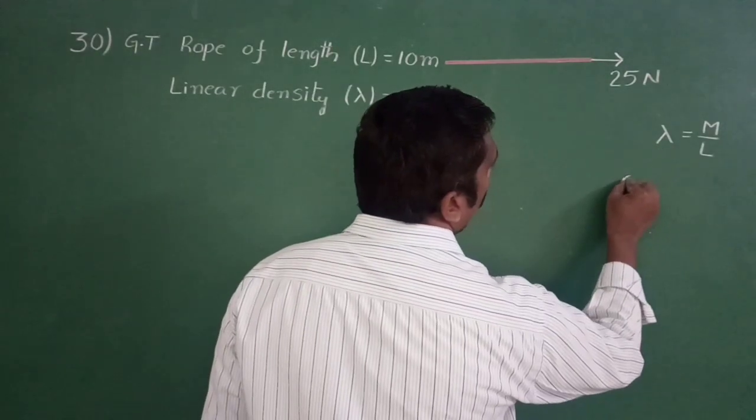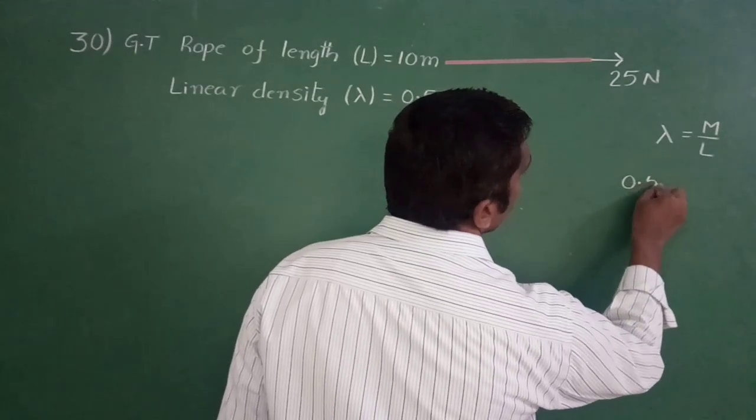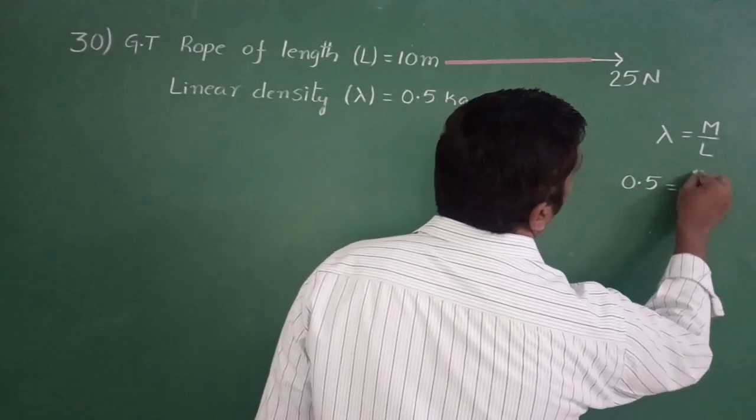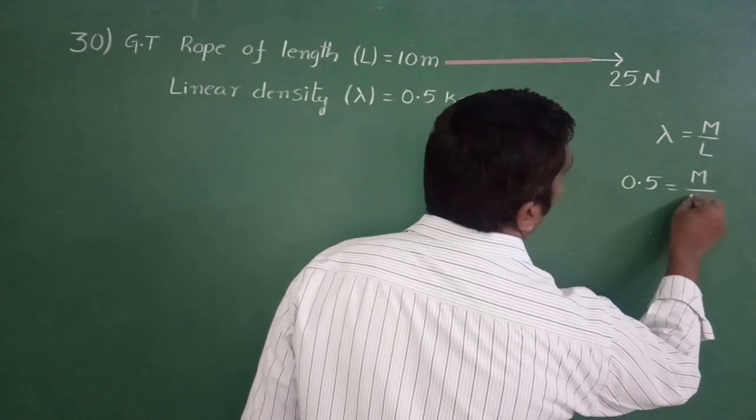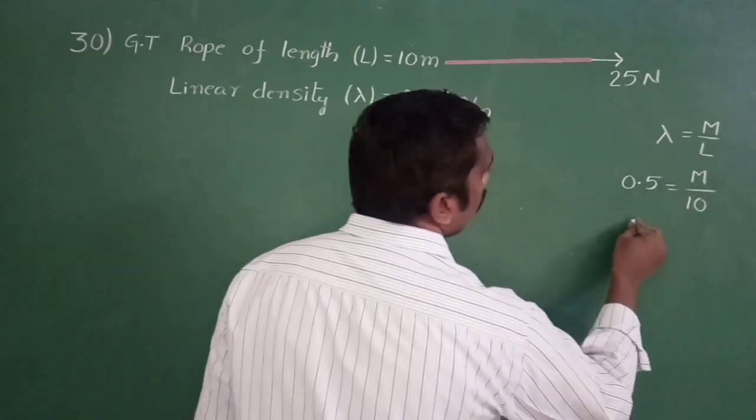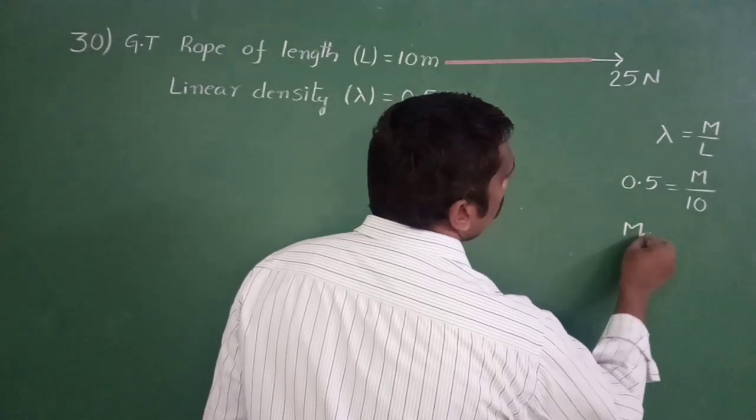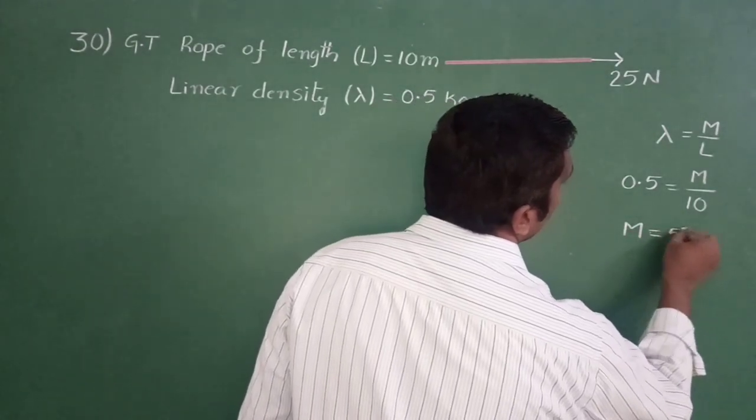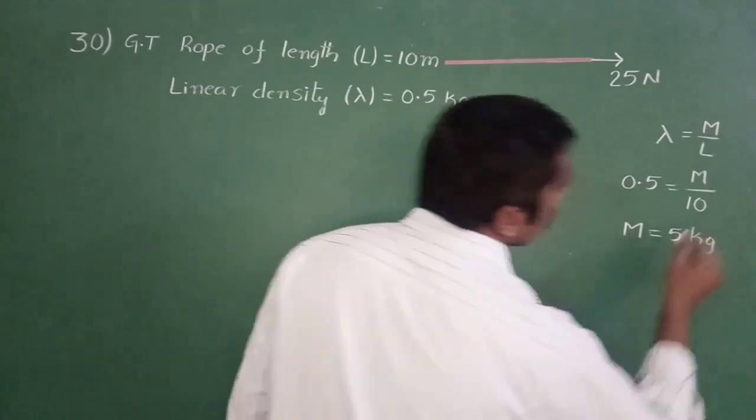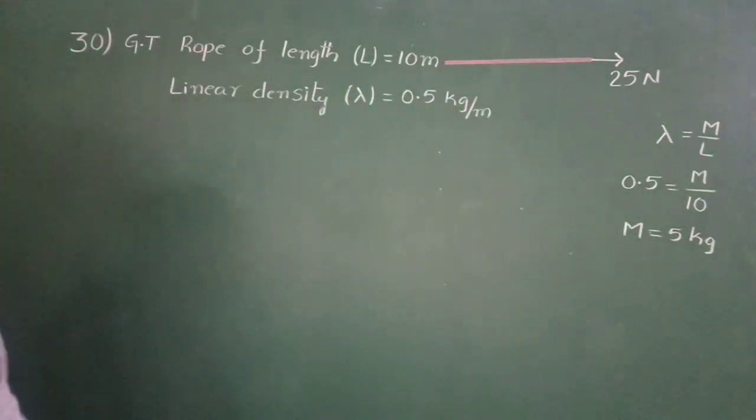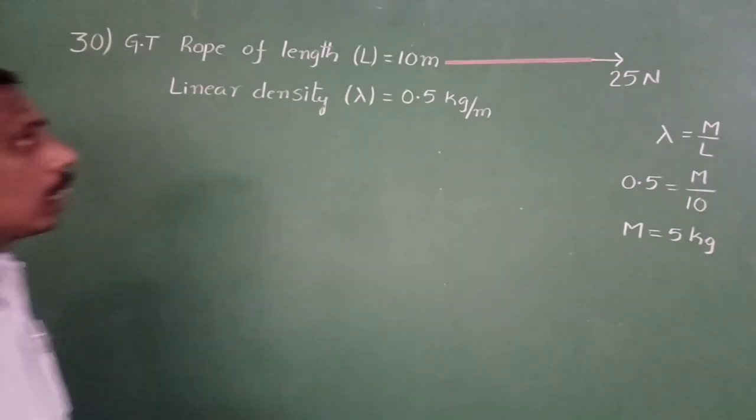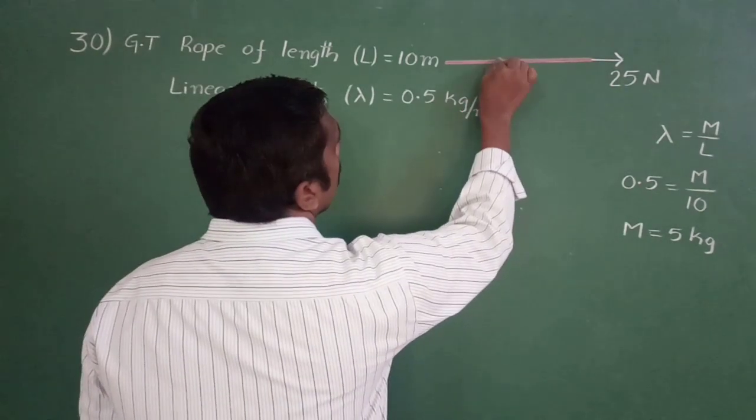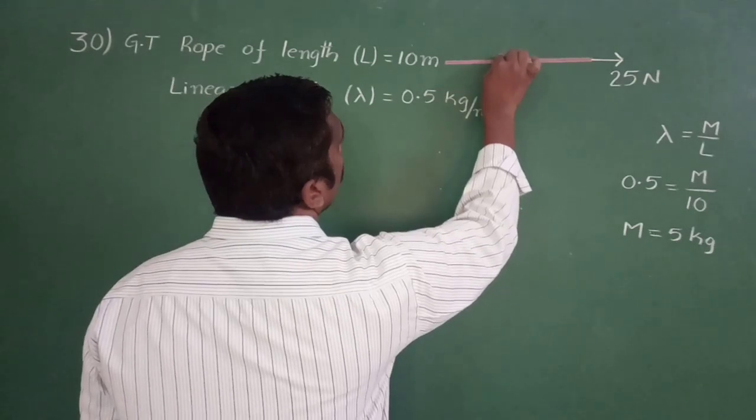Lambda is equal to 0.5. Mass we don't know, M. Length L is equal to 10 meter. Cross multiply. Then we get mass of the rope is equal to 5 kg. We got the mass of the rope. That rope is pulled along the horizontal with a force of 25 Newton. In this problem, we have to calculate tension at a point 6 meters away from the point of application.